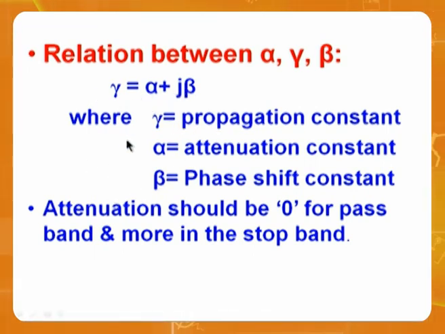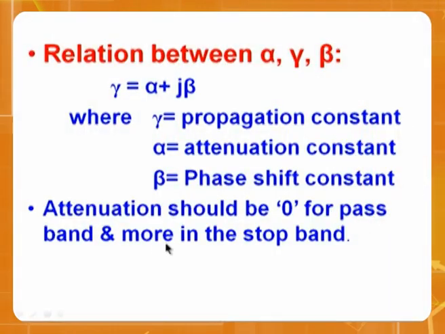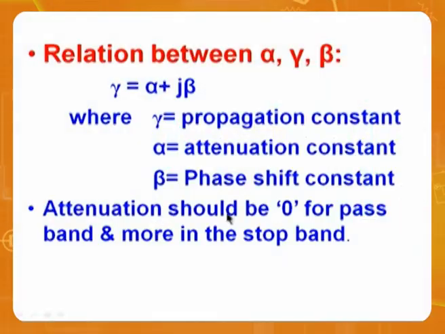So when you want to know how much attenuation is there in a filter, you can know that. Attenuation should be 0 for the pass band and more in the stop band. 0 is of course expected, but that's the ideal case. The ideal case may not always be satisfied. Therefore, imagine this and approach it as 0 for the pass band and more in the stop band. This is about the relation between alpha, beta, gamma.